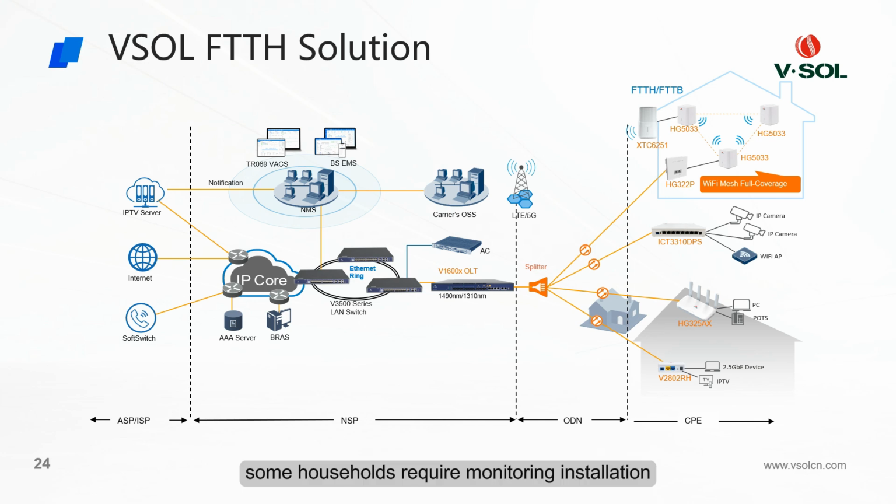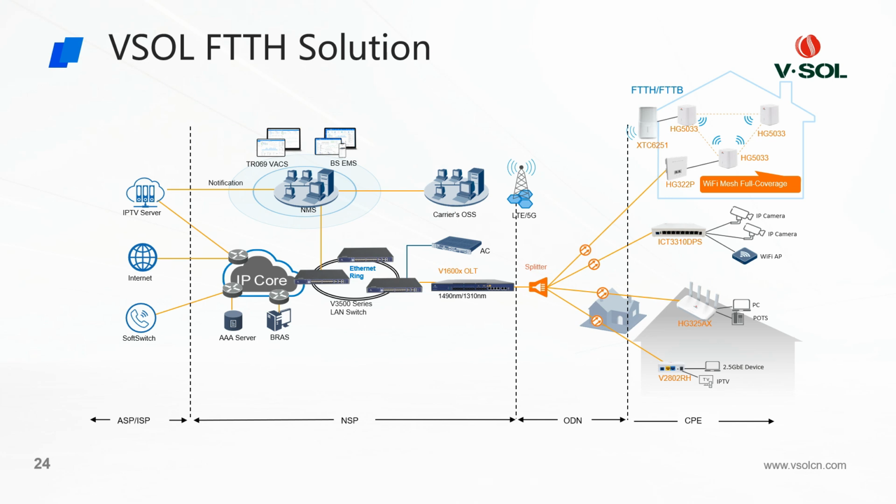Some households require monitoring installation, and ICT3110 DPS can be installed. This ONU can provide PoE power to the camera, so the installation of the camera does not require a separate power supply. The camera can be powered through a network cable. Some families have a demand for voice services and can choose the HG325AX with voice services, which not only provides powerful Wi-Fi performance, but also offers voice services.